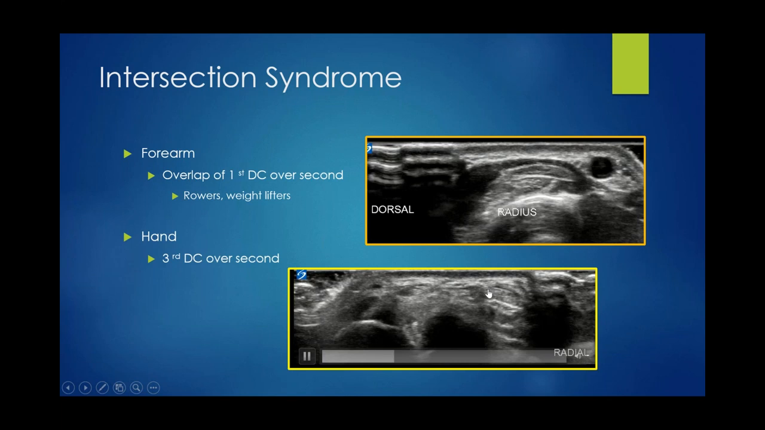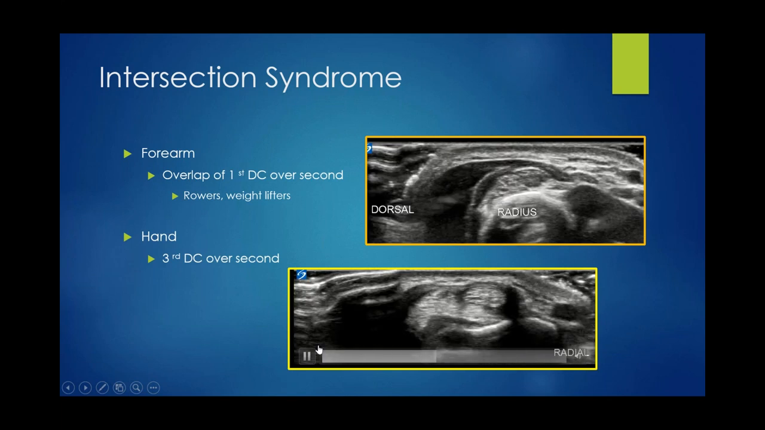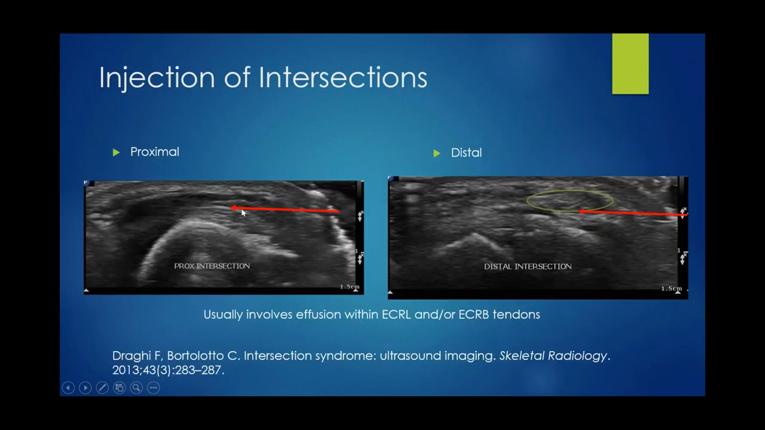Treatment for these could include ultrasound-guided injection. Typically, the corticosteroid solution would be placed between the involved tendon complexes. Mostly, we would come in from a radial aspect, moving ulnarly with the needle in plane with the transducer. The solution would be placed between the two tendon compartments.